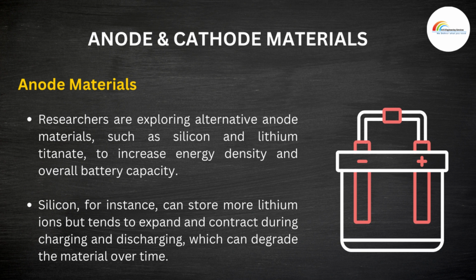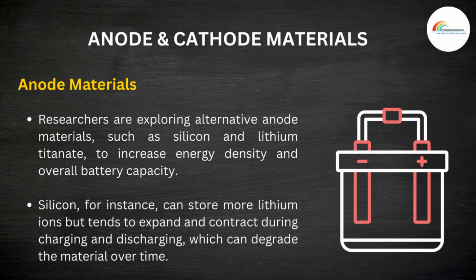Silicon expansion challenge. However, silicon has its challenges. It tends to expand and contract significantly during charging and discharging, which can lead to material degradation over time. Lithium titanate. Another intriguing anode material being investigated is lithium titanate, which has its unique set of properties.